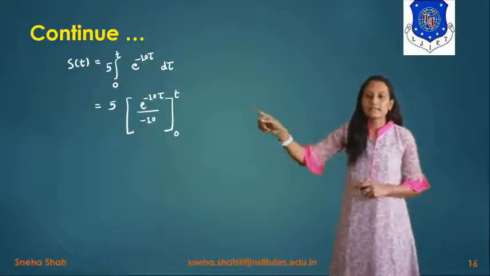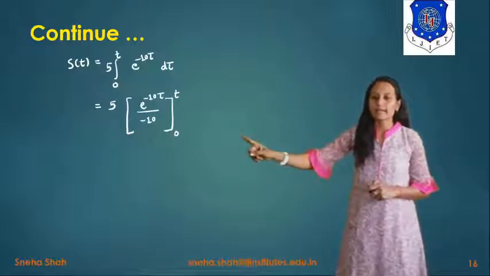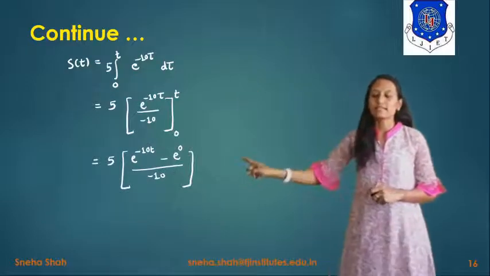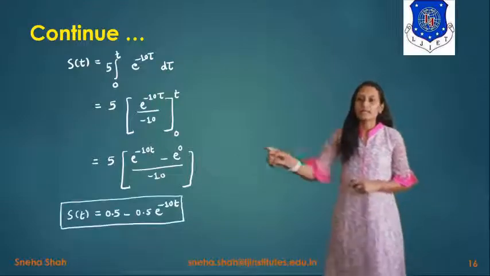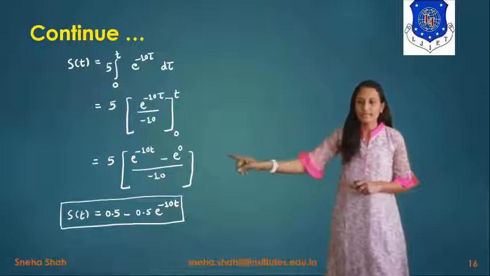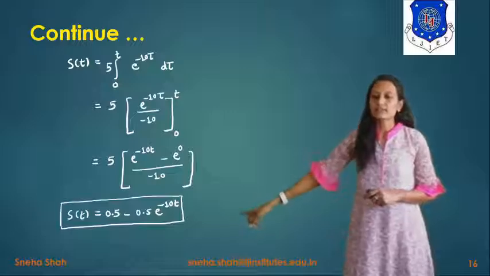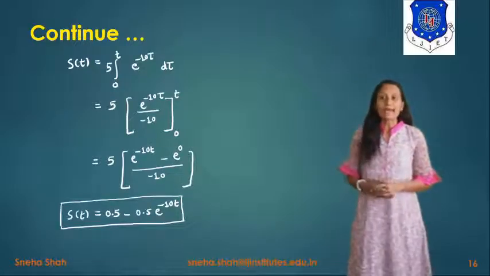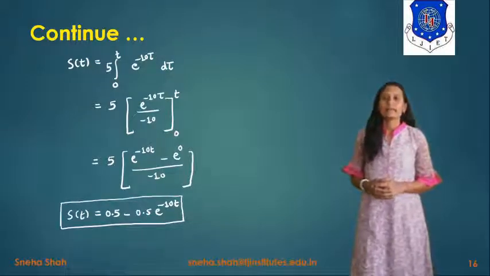Now in this, if we integrate e raised to minus 10 tau, its integration is e raised to minus 10 tau divided by minus 10. Now if we put the higher value minus the lower value, the term will be pi into e raised to minus 10t minus e raised to 0, divided by minus 10. Now as e raised to 0 equals 1, we simplify this term as pi divided by 10, which is 0.5. So the final answer is S of t equals 0.5 minus 0.5 into e raised to minus 10t. So this way we can solve any example of the step response for continuous time and discrete time signals. Thank you so much.